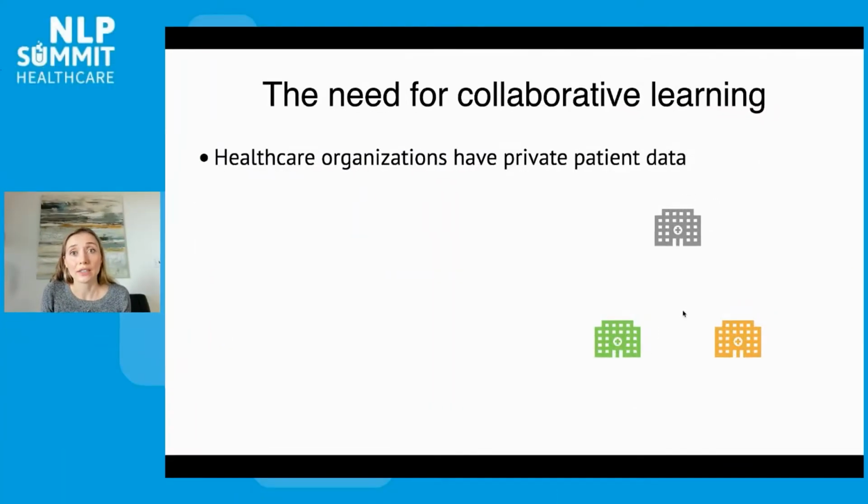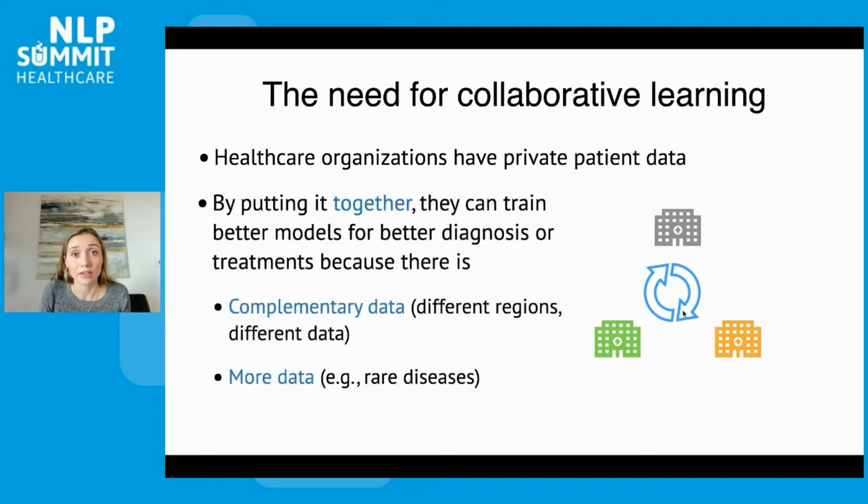Here's why we need collaborative learning. Healthcare organizations, as you know, have a lot of private patient data. If they could put it together, then they could train better models for better diagnosis of diseases and better treatment of diseases. Because, well, they have complementary data, such as data from different geographic regions. For instance, we know that from year to year, flu prediction and the incidence of flu depends quite a bit on zip code.